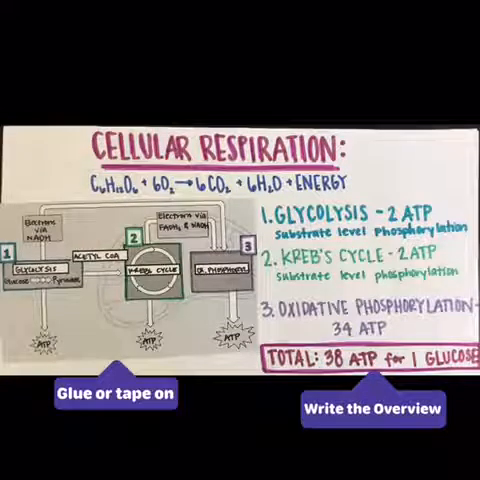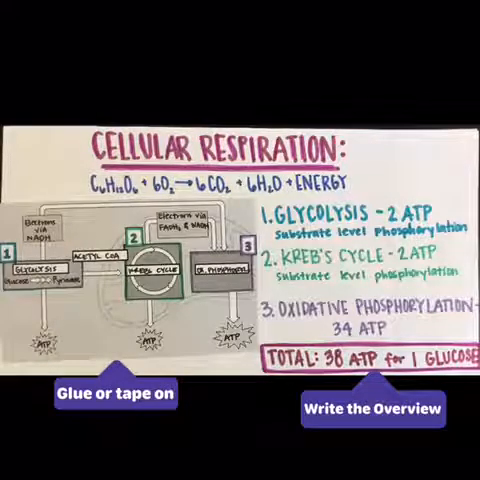The next part of your poster is going to be the general overview of the process. So on the left-hand side, please glue or tape on the paper that was provided to you. On the right-hand side, write the corresponding number for each process. So glycolysis is step 1, Krebs cycle is step 2, and oxidative phosphorylation is step 3.